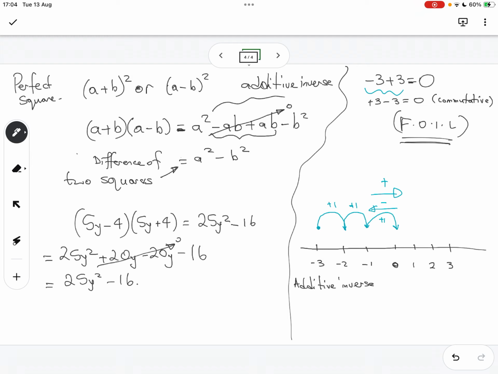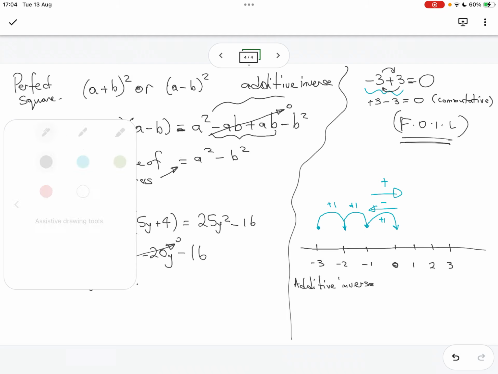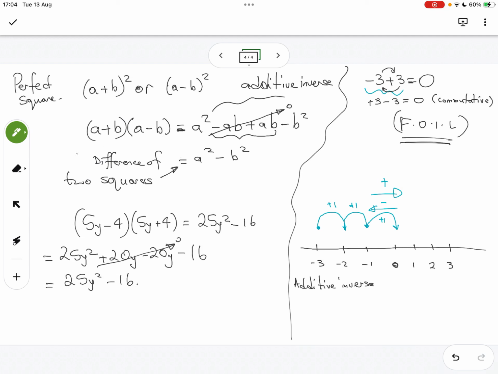Commutative means, when you get on your school transport, you commute. You travel from home to school. That's commuting, right? It's traveling. So in other words, these terms can travel anywhere in the math without changing the truth of the math. So negative 3 plus 3 and 3 minus 3 are the same thing.